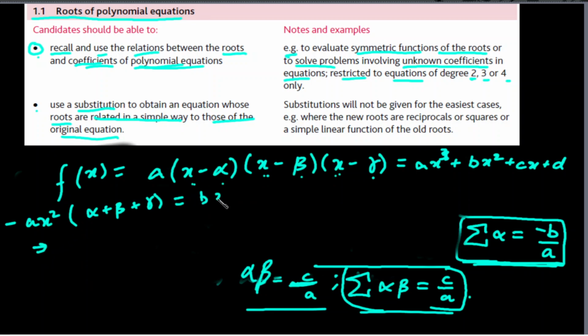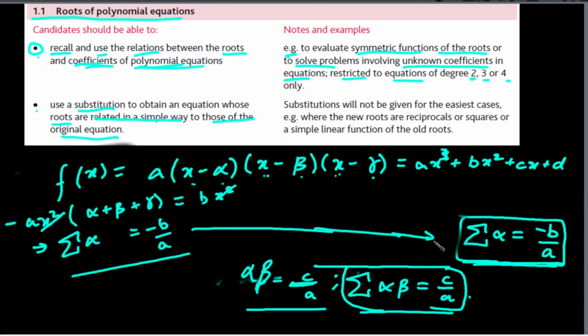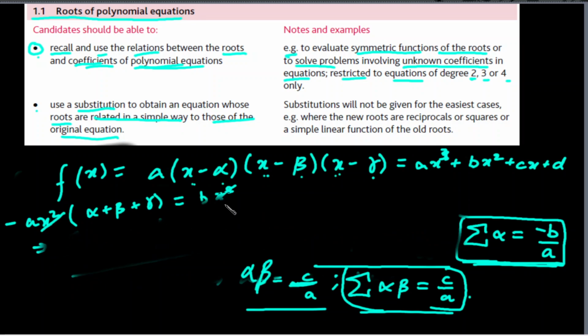And then we get the same formula. We get the bx squared, right? And then the x squared cancels that. And basically we get the same formula, right? The sum of our roots, alpha, beta, and gamma, is just equal to negative b by a, right? As we had right here, right?